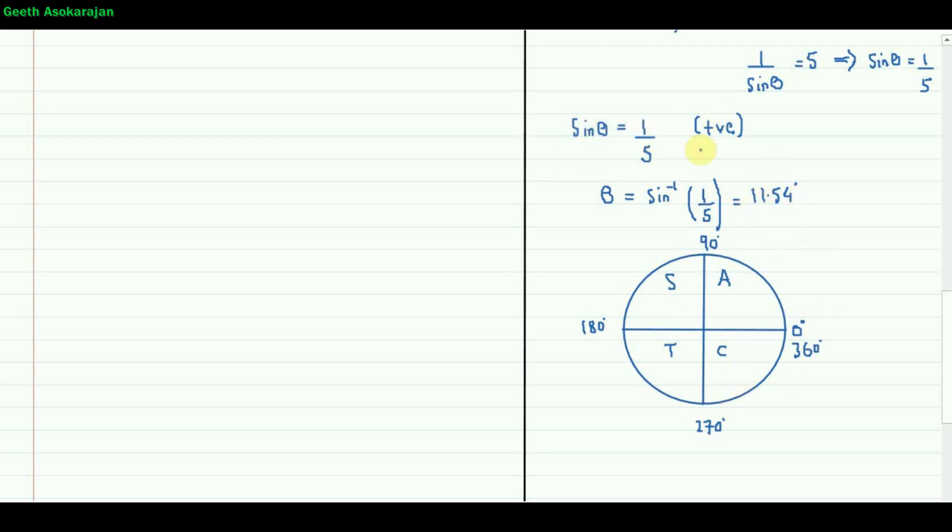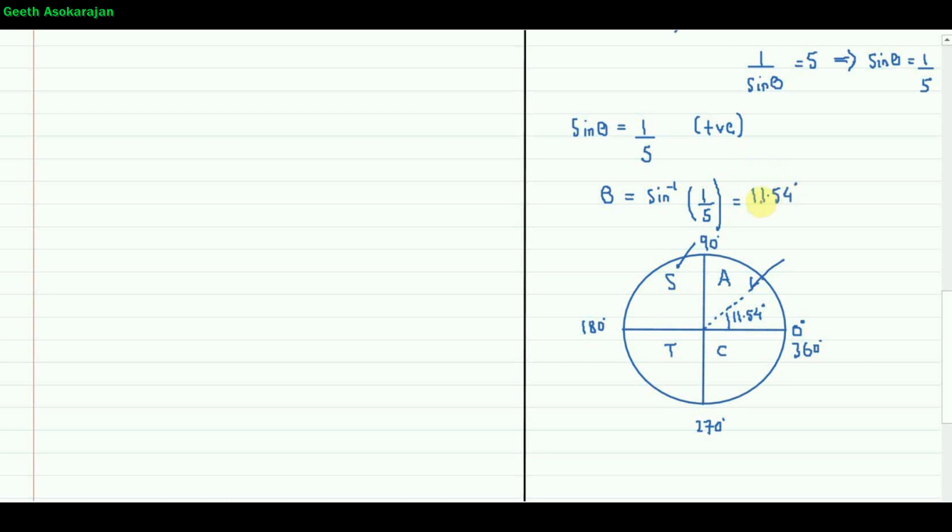So looking at this equation here, we need to plot 11.54 degrees where sine is positive. So sine is positive in the 1st and in the 2nd quadrant. Now we need to plot the angle from the horizontal. So measuring from the horizontal in this 1st quadrant, 11.54 degrees is roughly this line here. So just a rough judgment. So here's 11.54 degrees in the 1st quadrant, in the quadrant labelled A.